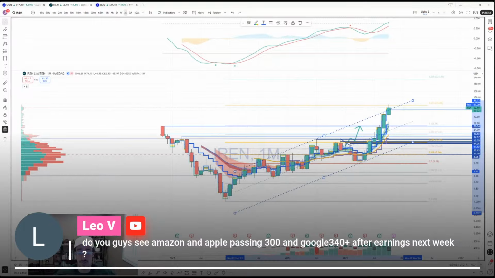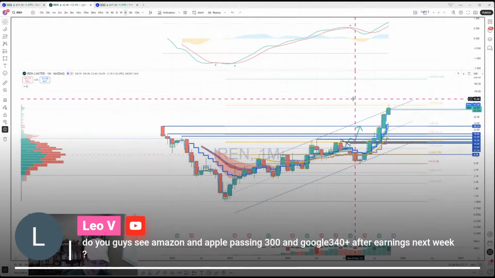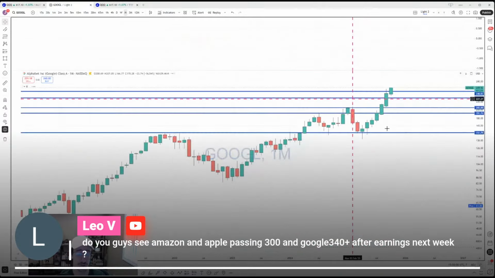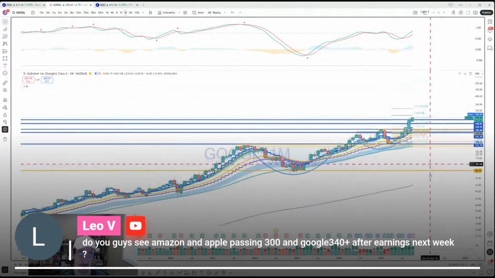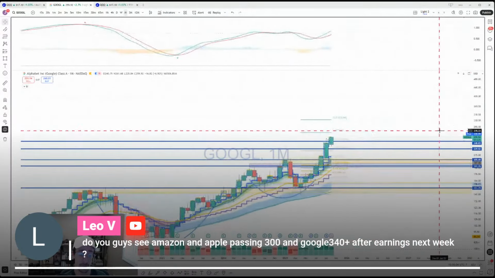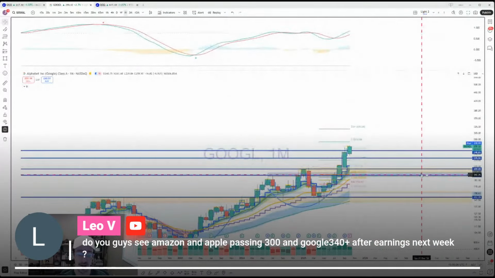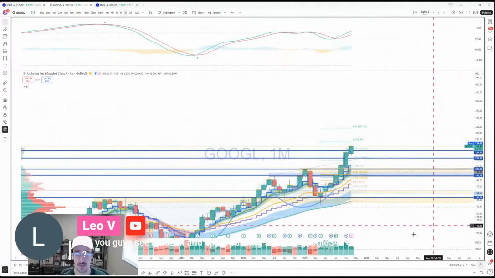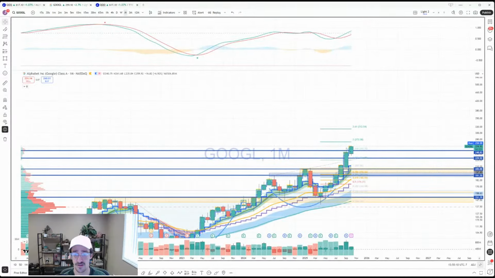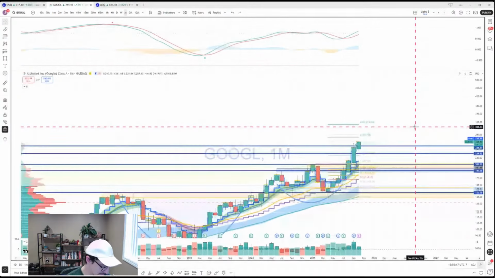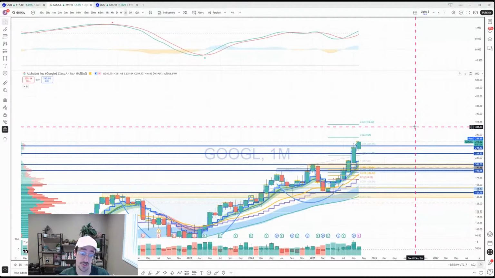Do you see Amazon and Apple passing 300 and Google 340 plus after earnings next week? Yes, by the end of the year. No, I'm kidding. Yes, I do think they all go there. 300 plus. When does it happen? I don't know. I think Amazon earnings should be good. I do not have high conviction on Apple earnings. Google might need to pull back a little bit. I'm so bullish on them. I just literally don't care. I'm in from way low and I don't care what they do.